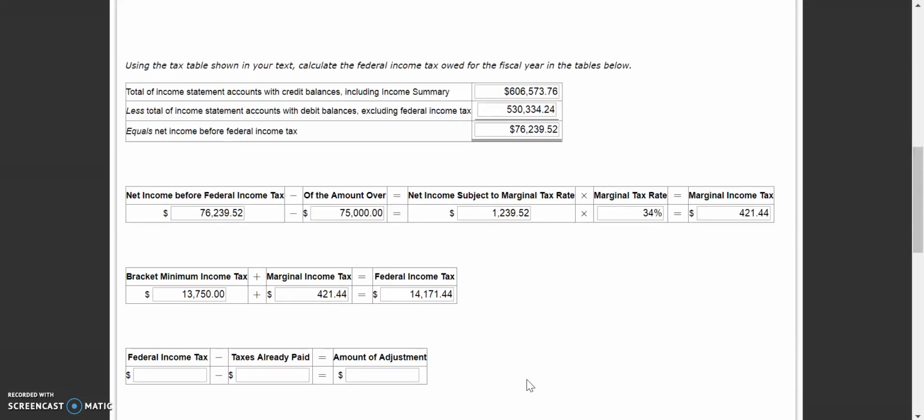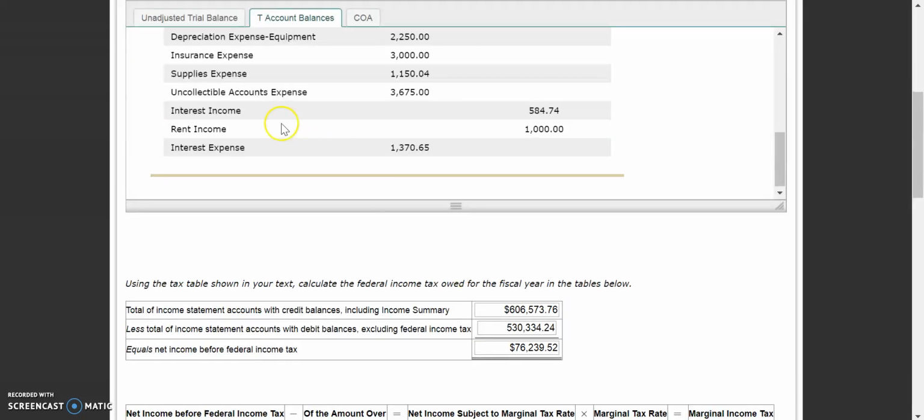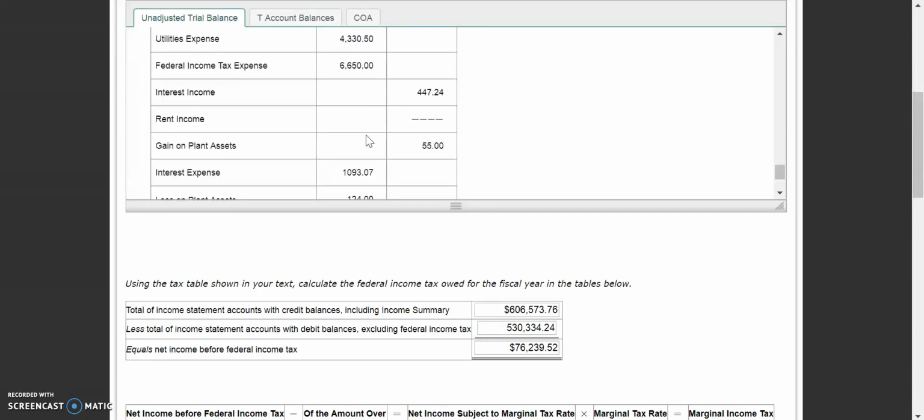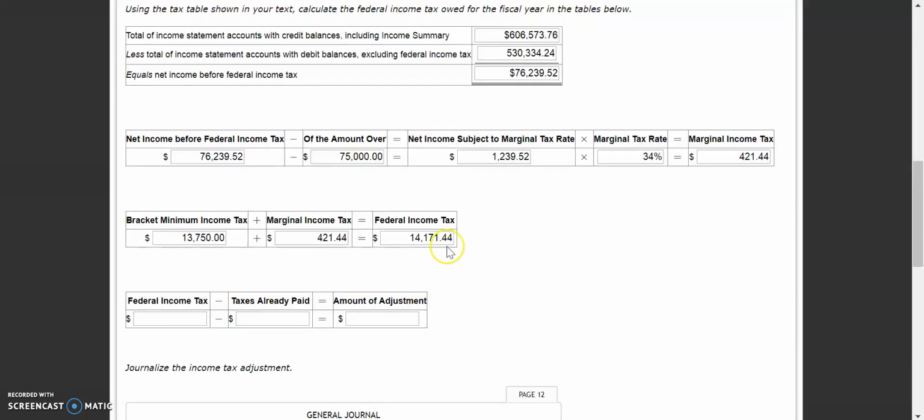Now, remember that we have already paid some money towards our taxes, and we can figure that out by looking up here at our unadjusted trial balance and scrolling down to our expenses and seeing that we've already paid $6,650, but we owe $14,171. So we need to figure out how much of an adjustment we need to make. So currently this is the amount that we owe. We've already paid in $6,650. So when we subtract those two, our total amount owed is $7,521 and 44 cents.